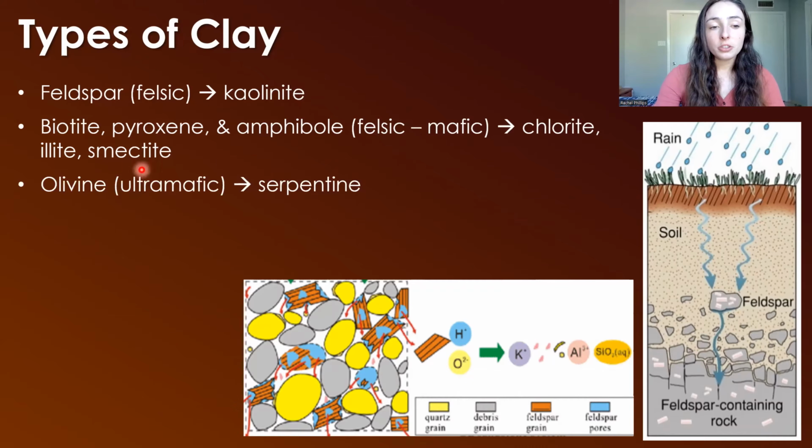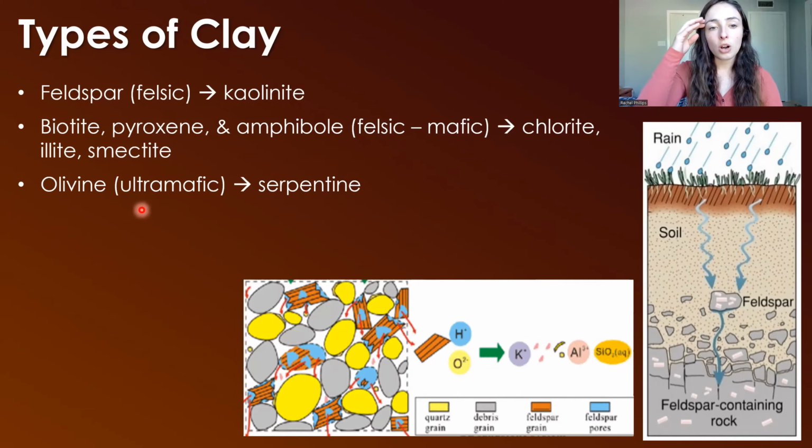And then your ultramafic or very silica-poor igneous mineral olivine, which is a ferromagnesian or iron-magnesium silicate mineral, forms serpentine due to alteration. Now, serpentine is not technically a clay mineral, but it is a secondary phase from the alteration of a primary mineral, in this case olivine.